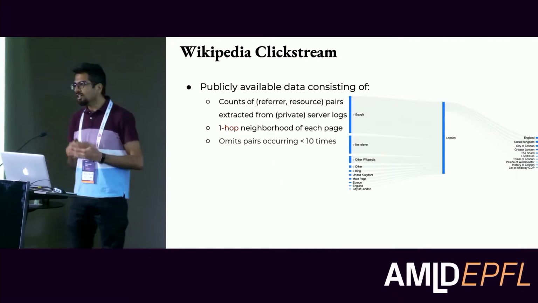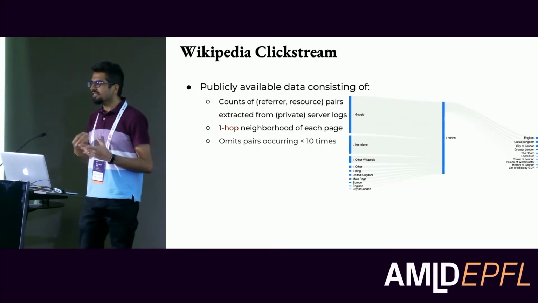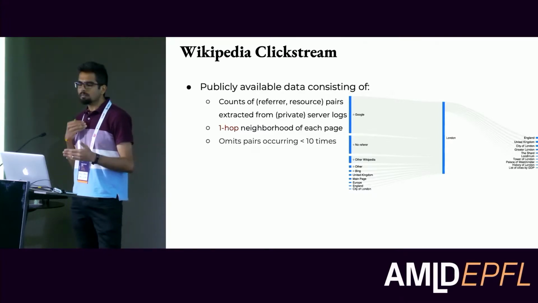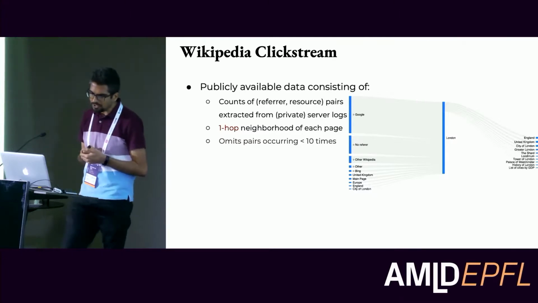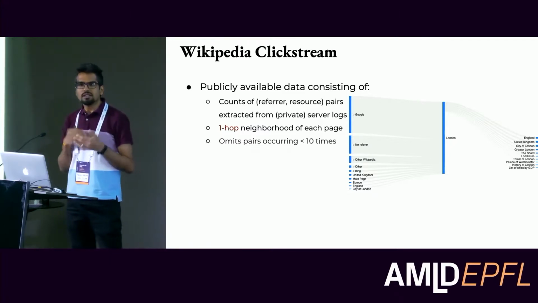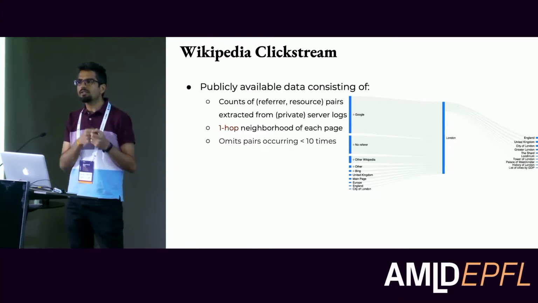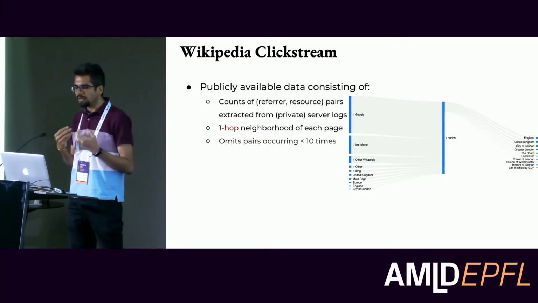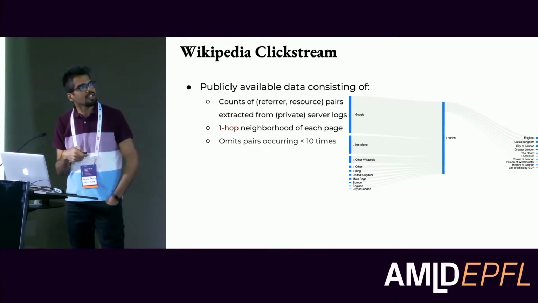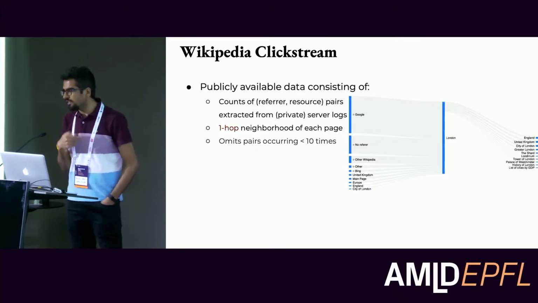Thankfully, there is a publicly available resource called the Wikipedia Clickstream data that extracts the count of referer-resource pairs from the very privately held navigation trace data in the servers of the Wikimedia Foundation. Intuitively, it captures how many times readers of Wikipedia went from a page A to another page B. As you can see from this graphic, you can see how many times users of Wikipedia went from the page London to a specific page, England.